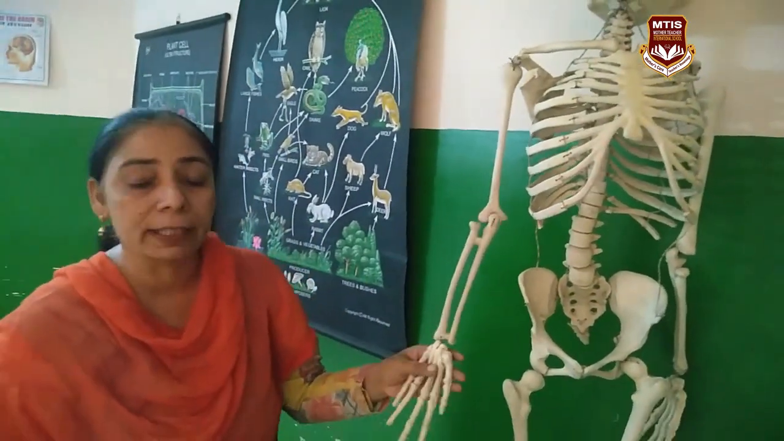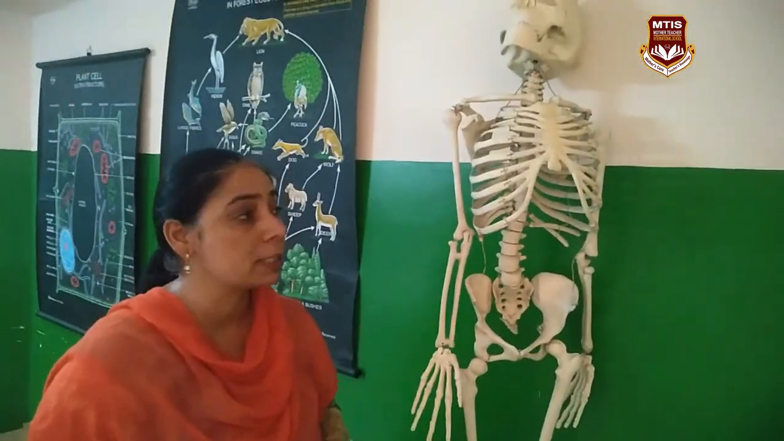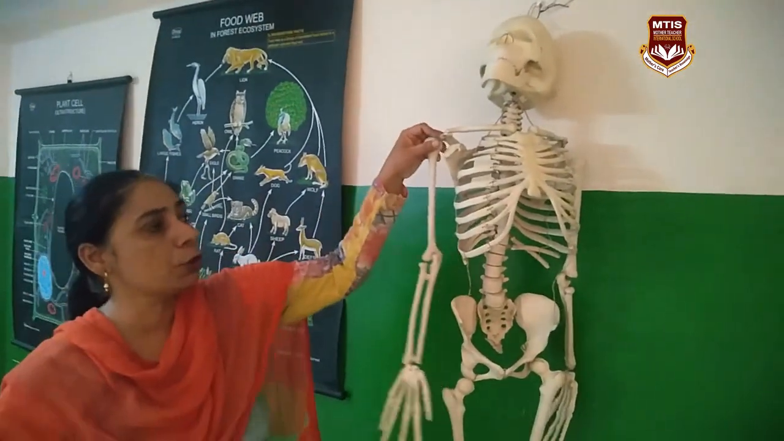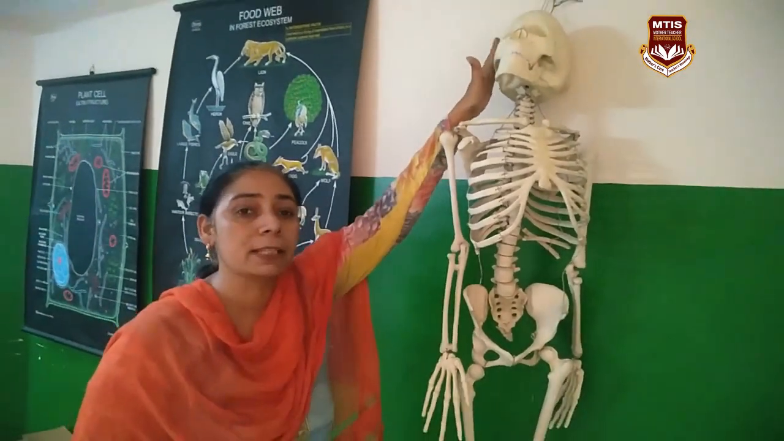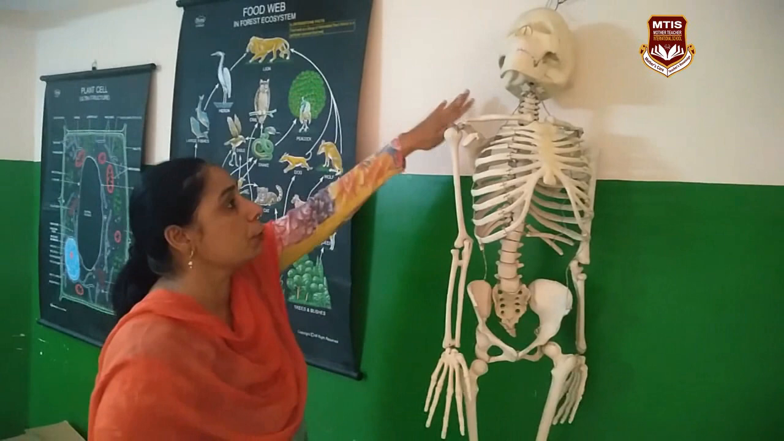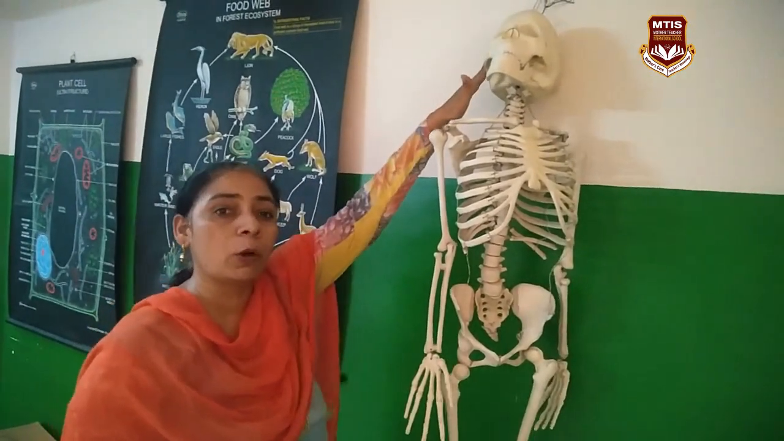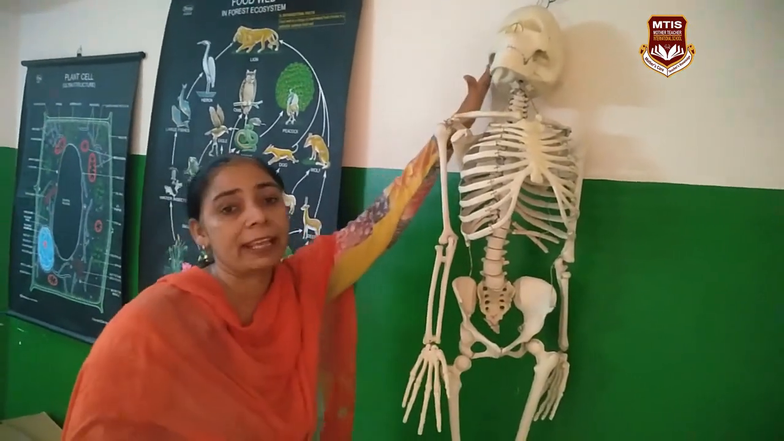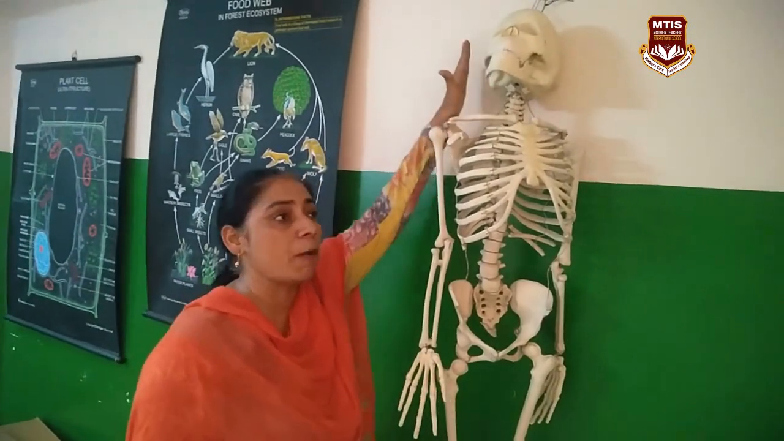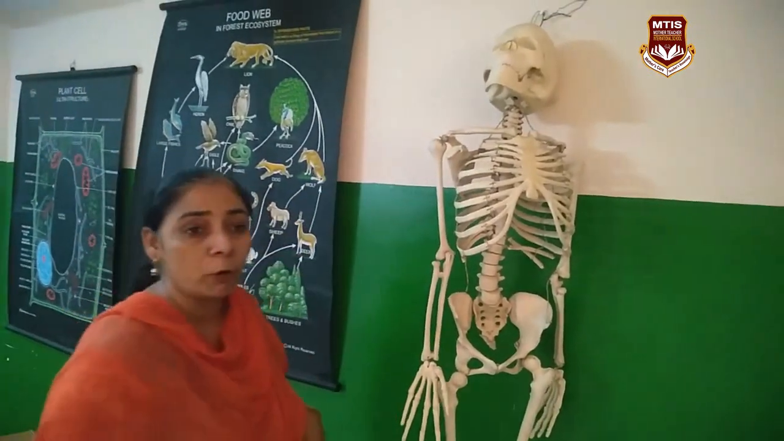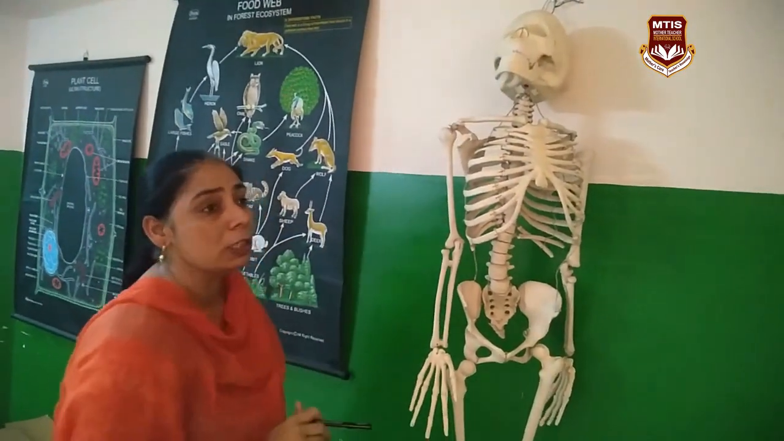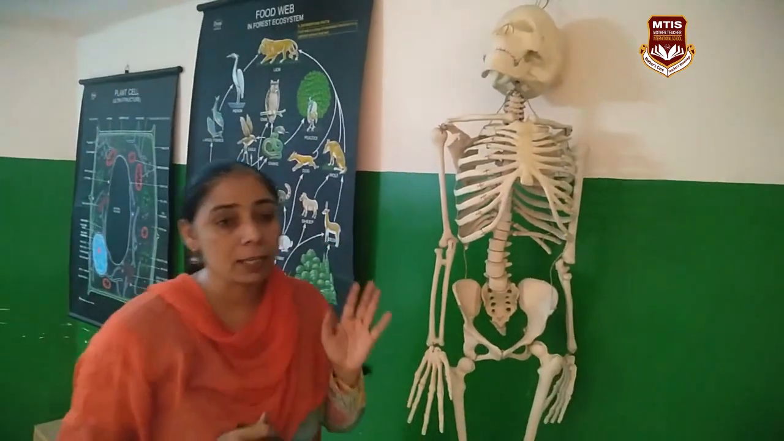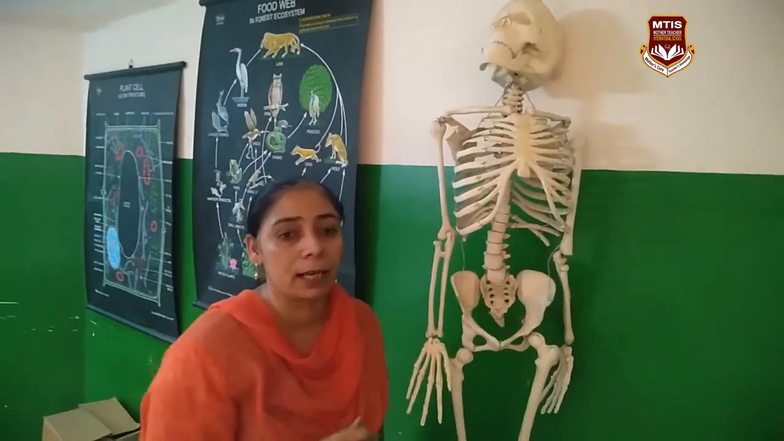So in our body there are different types of joints. First of all, I am going to show you immovable joints. Immovable joints are present in the skull. As I already told you, in the skull all the bones are joined together and they cannot move. Such types of joints are called immovable joints. Only the lower jaw can move. It is the only movable part in the skull. All the rest of the joints present in the skull are immovable.